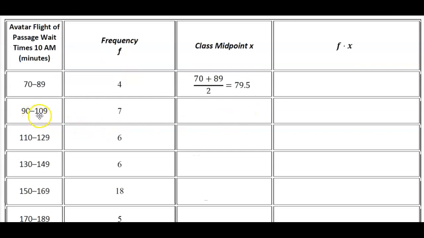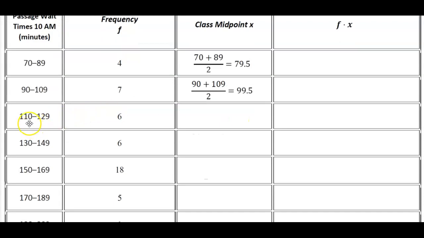Likewise, if we take 90 plus 109 divided by 2, that gives us 99.5. Likewise, we take 110, add 129, and divide by 2, and we get 119.5. Now you should notice the difference in the class midpoints. What is the difference between 79.5 and 99.5? The answer is 20. What's the difference between 119.5 and 99.5? The difference is 20.